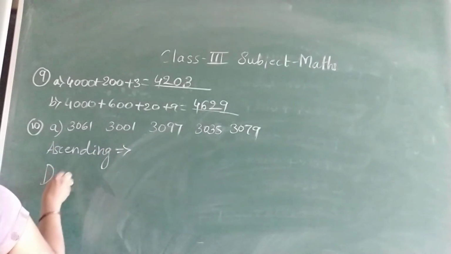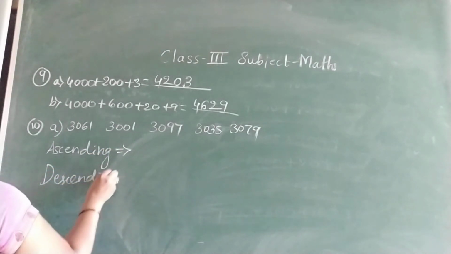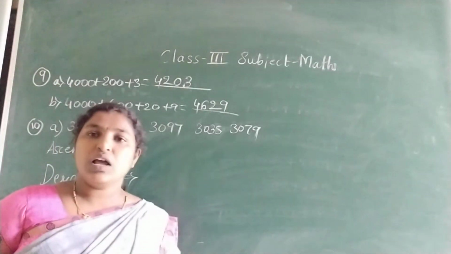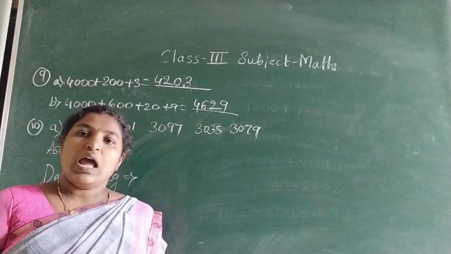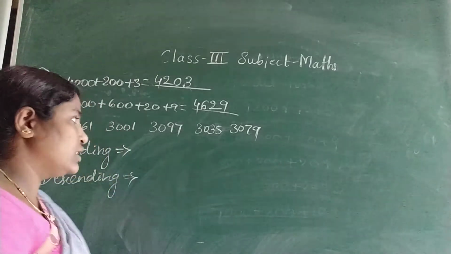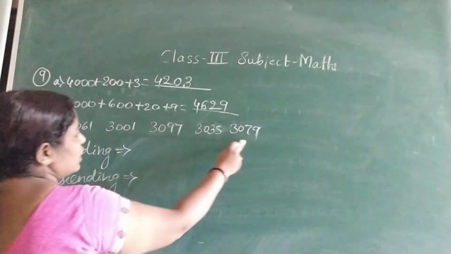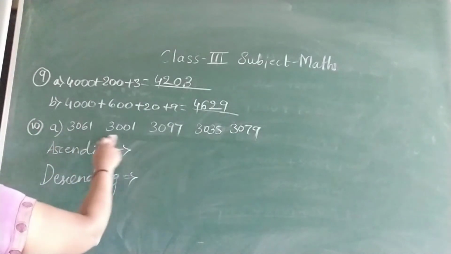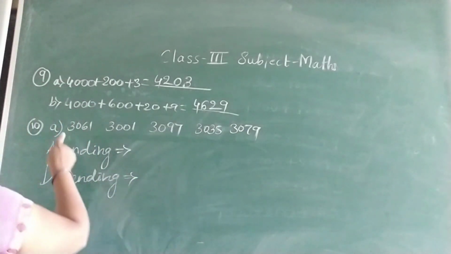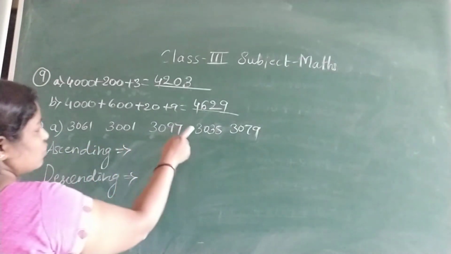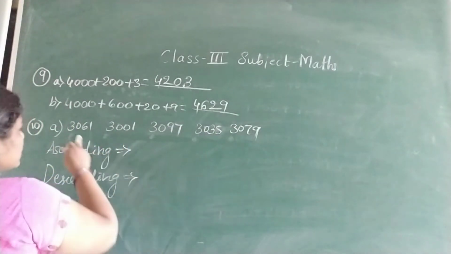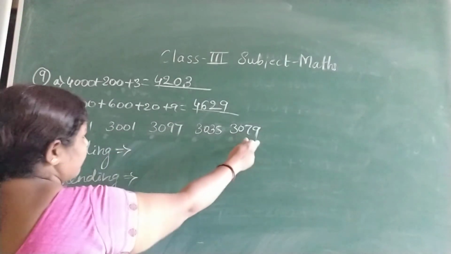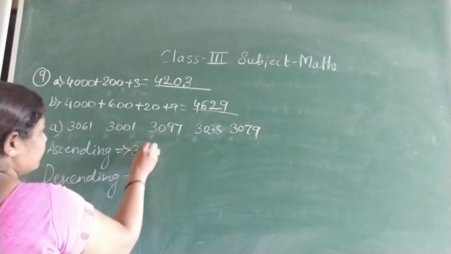and descending. Okay, ascending means writing numbers from the smallest to the biggest, and descending means biggest to the smallest. Now ascending, you should search the small number. So check from the first digits 4, then higher place 3000. So next 0, 61, 1, 97, 35, 79. So 1 is the smallest one.